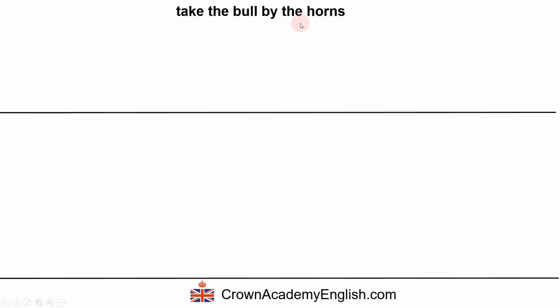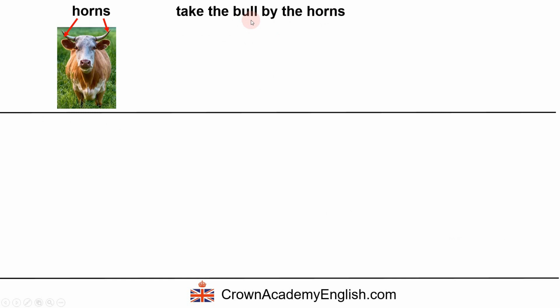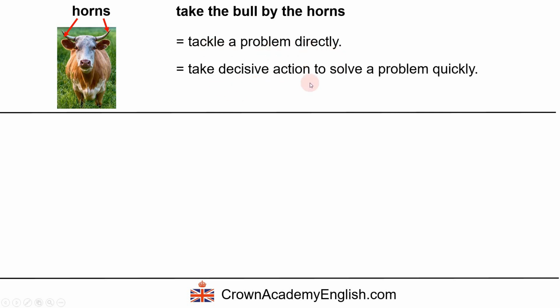Take the bull by the horns. So a bull, this is the animal, and the horns of the bull are here. It's these sharp things on his head. Okay, so take the bull by the horns. It means to hold the bull on the horns. And so that's the origin, but the real meaning is to tackle a problem directly, to take decisive action to solve a problem quickly. Okay, quickly. So as soon as we find a problem, we try to solve it quickly.